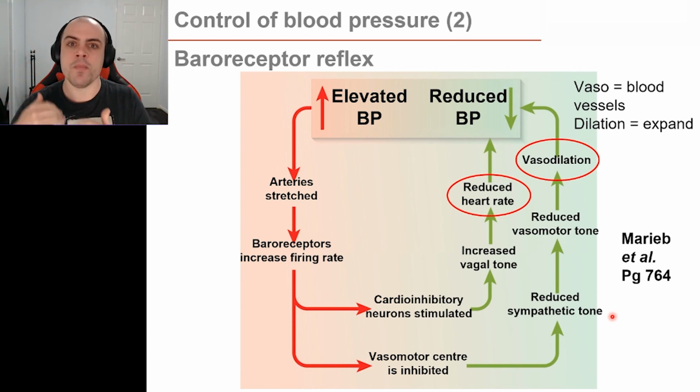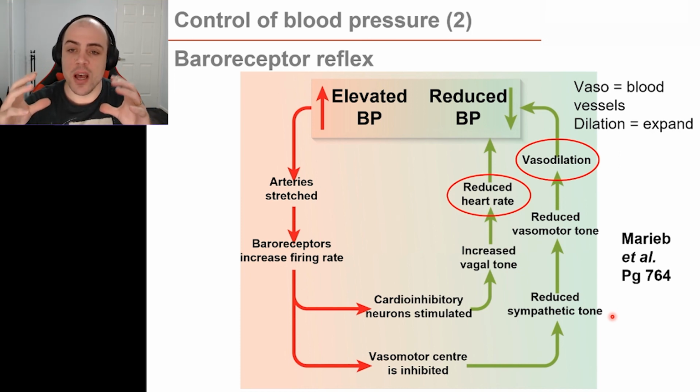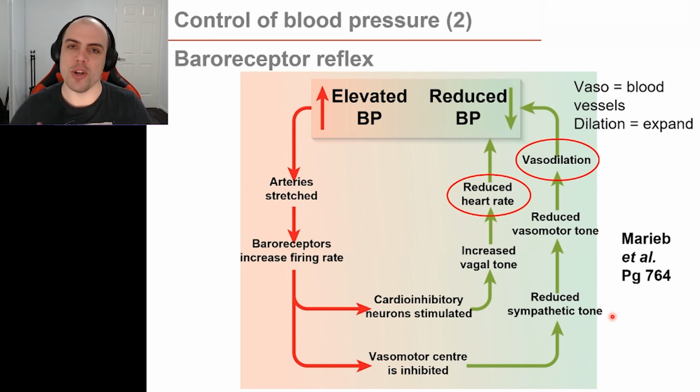Let's slow it down. They're going to stimulate the cardioinhibitory center. Let's slow down that heart rate. We're going to stimulate the vasomotor center. Let's reduce that vasomotor tone. So let's relax these blood vessels so that we can reduce our blood pressure, reduce our heart rate, and go back to a normal state.